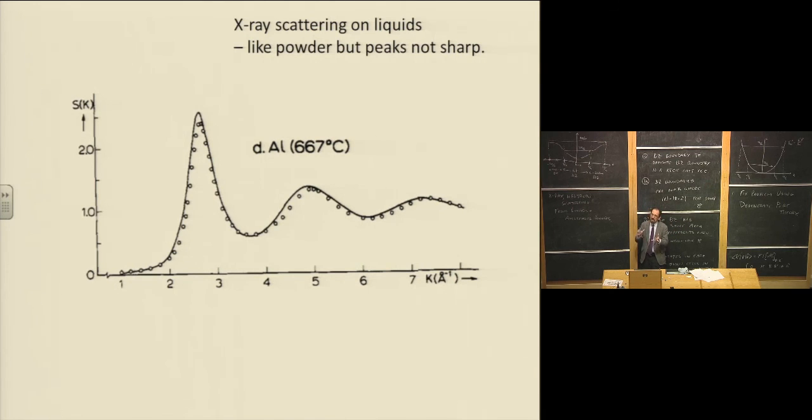But if it's a liquid, you can think of it as locally being like a solid. Each atom has a couple of neighbors, but if you look farther away, it's not ordered anymore. It loses its order. But if you look just in some small region, it's organized over that small region. So you get these broad peaks in the scattering spectrum.